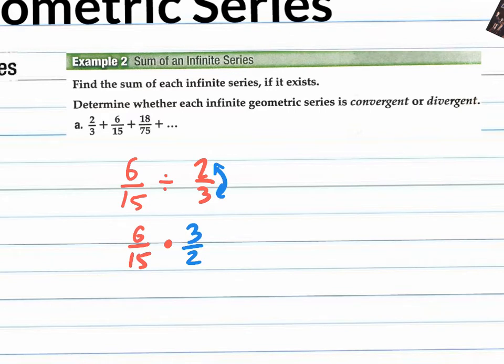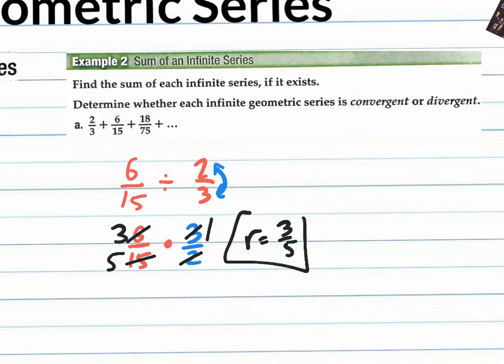So you could multiply then reduce, or you could start canceling things out right now as we speak. So let's cancel the 2 on the bottom and the 6 up on top. 6 divided by 2 is 3, and that would be, of course, up on top. The 3 and the 15, they both could be divided by 3. 3 divided by 3 is 1. 15 divided by 3 is 5. And there is your common ratio, right, which is 3/5. The common ratio is 3/5.